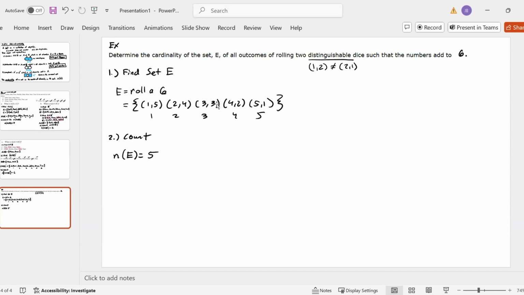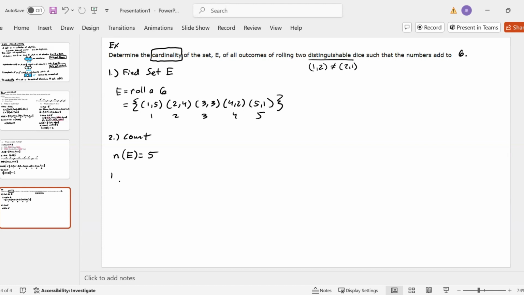If I ask for a cardinality, I just want the number of things in there. One very important thing is that I've seen people who think it's a probability problem, but it's actually a cardinality problem. So just make sure that you pay attention to that.